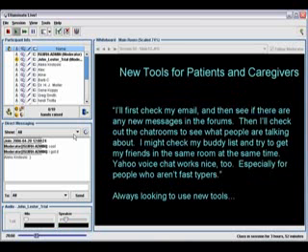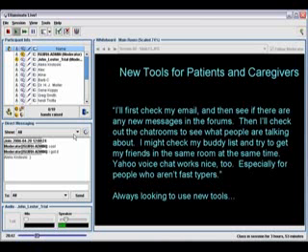Now, another interesting thing in terms of these online self-help groups is the issue of new tools for communicating and interacting. And this is another quote from a different patient. And this one said, I'll first check my email, and then I'll see if there are any new messages in the forums. Then I'll check out the chat rooms and see what people are talking about. I might check my buddy list and try to get my friends in the same room at the same time. And Yahoo voice chat works nice too, especially for people who aren't fast typers. So this is a common thing that I've heard over and over again.